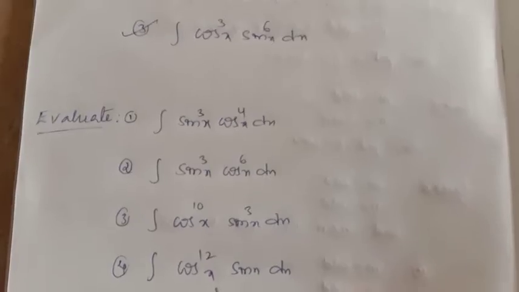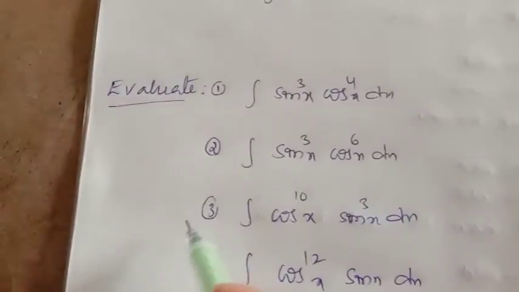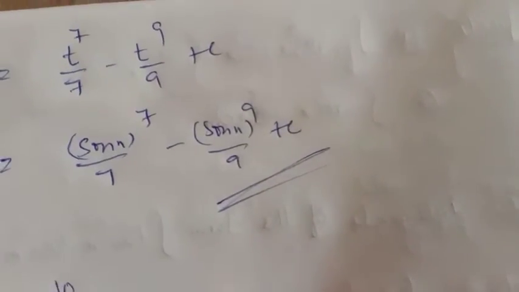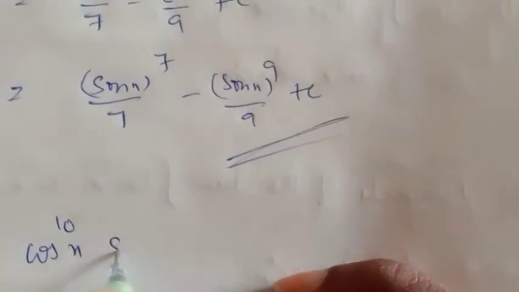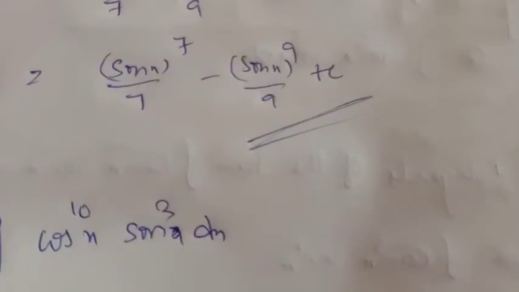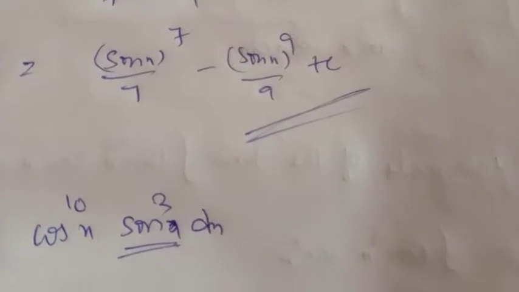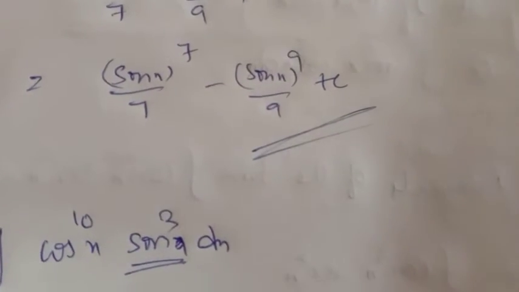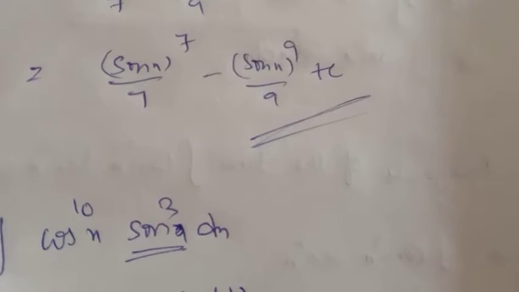And second model, you can solve. It is also the third one: integral cos power 10x into sin cube x dx. Here we observe that m, the power of sin x, 3, is an odd number and n, 10, is an even number.